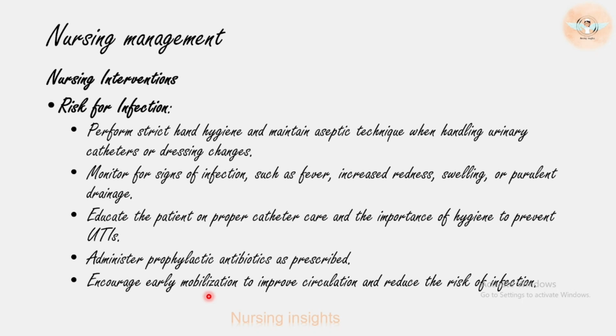Another important intervention is to encourage early mobilization in order to improve circulation and reduce the risk of infection. Nowadays it is very important, not immediately, but within 24 hours after the surgery, we have to encourage the patient to mobilize to reduce the risk of infection. Because when we mobilize, our circulation will improve, thereby reducing the risk of infection. So these are my interventions for the risk for infection.